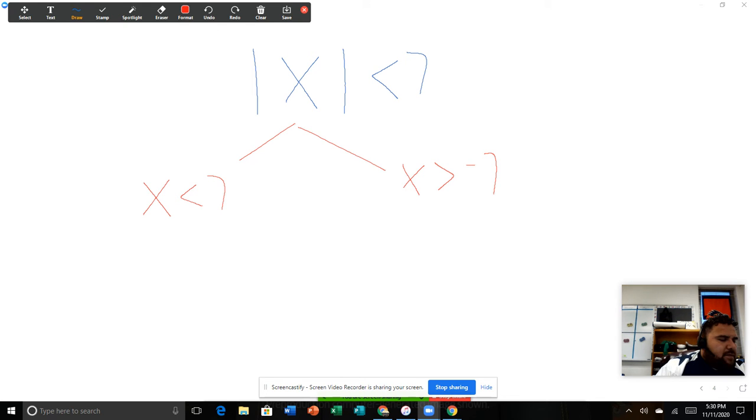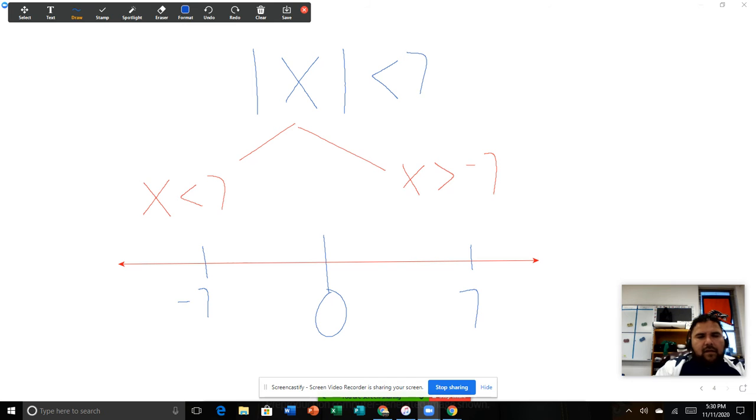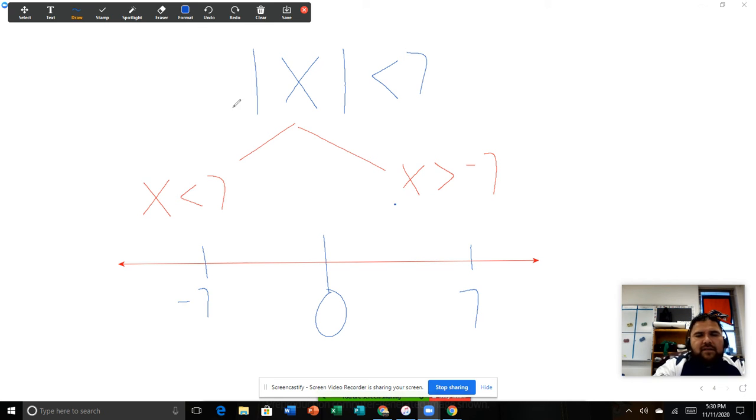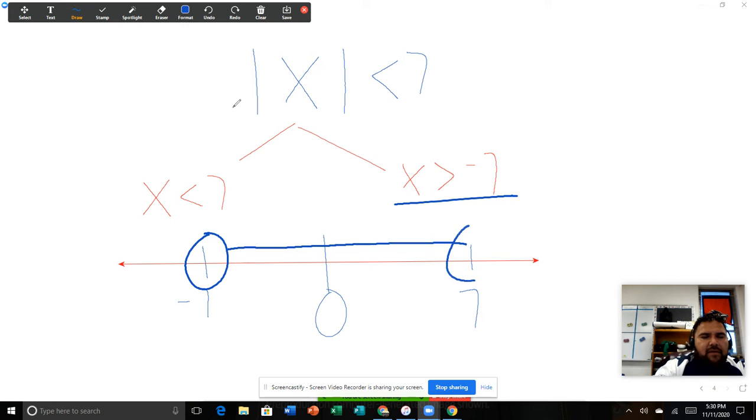Okay? So make sure that you have your number line, right? Because some of these questions are going to have a number line. Based on this number line, let's say that this is 0. Here's -7. Here's +7. This says it's greater than -7, so it's an open circle and it's going this way. But then it's going to stop at 7 because it's less than 7, right? So notice an open circle, that's an in-betweener.